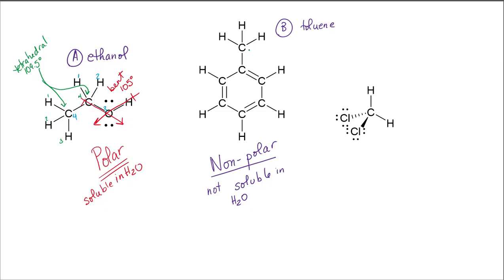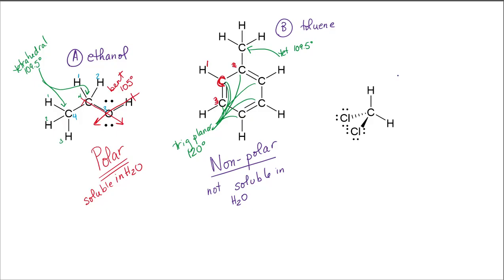Real quick, bond angles around this carbon here that is tetrahedral with a bond angle of 109.5 degrees. And every single one of the carbons in the ring, those are all trigonal planar with a bond angle of 120 degrees. You have a central atom with three things around it. So a central atom with three things, no lone pairs, is trigonal planar.